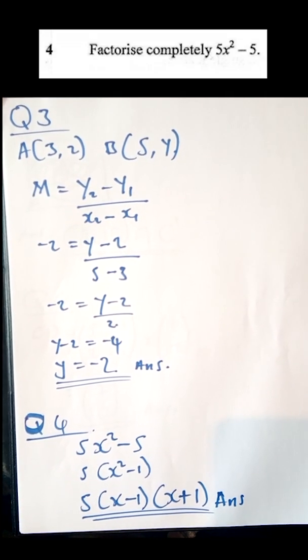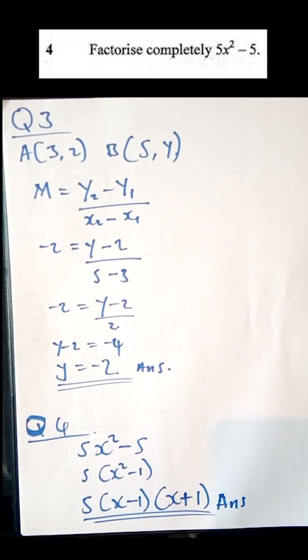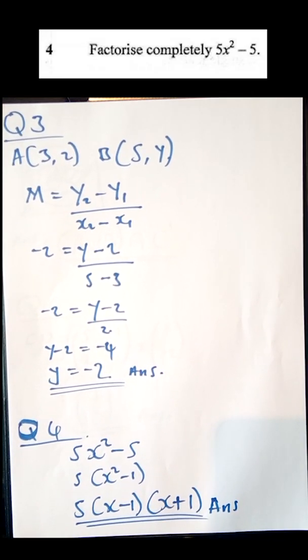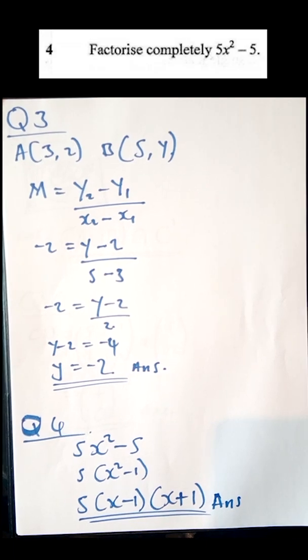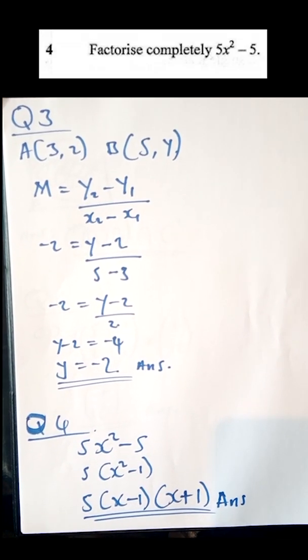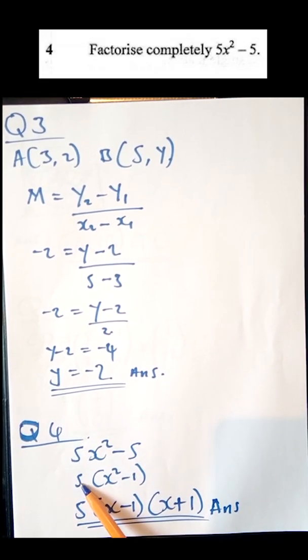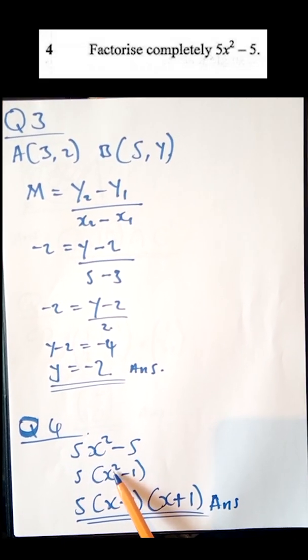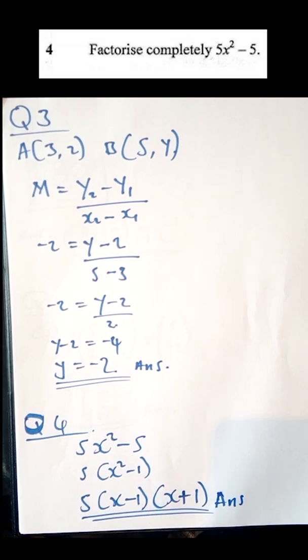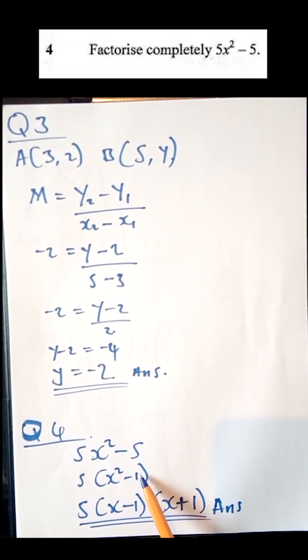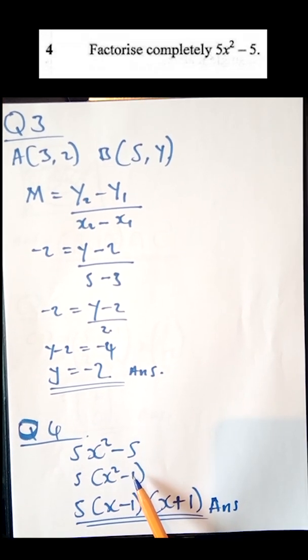As you continue watching our videos, you get to know how we can factorize the quadratic ones and the other ones not here in this paper. So how do we factorize this one? First of all, we start by factorizing what is common, which is 5. So 5 here, you have x squared, 5 there, you have 1. Then you come to find out that x squared minus 1 is actually a difference of two squares.